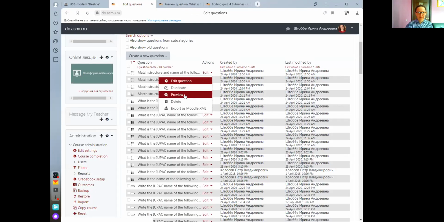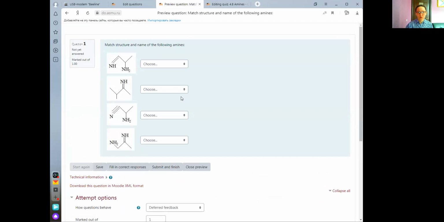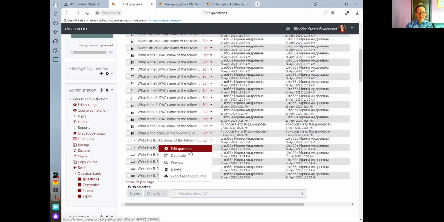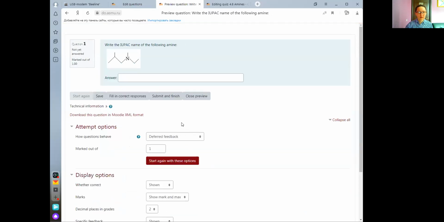Matching. The same, only you are given several variants of structure and the same variants of answer, and you must choose which one compound corresponds to which one name. And writing. When you must type your name, and be careful, here you must give IUPAC name.